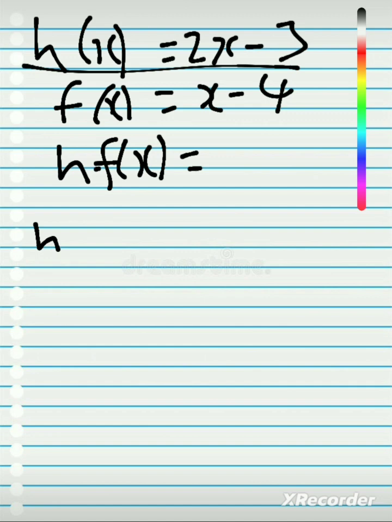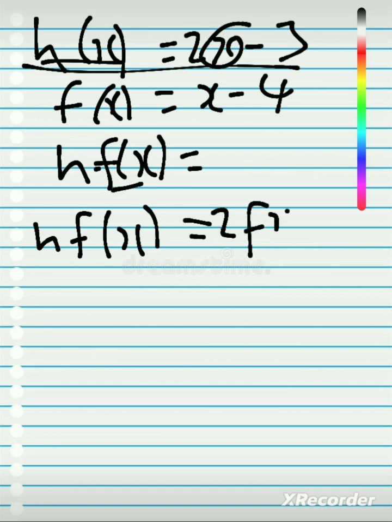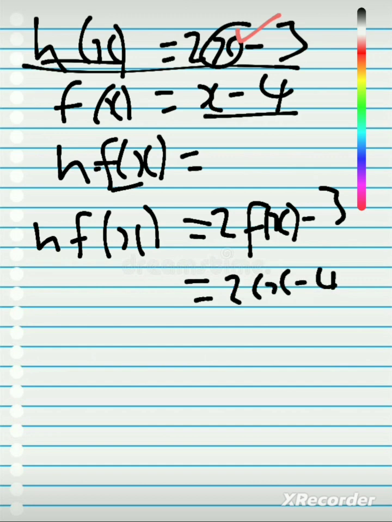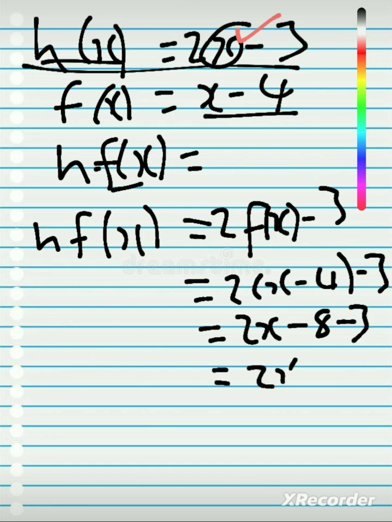Sorry, h(f(x)). So on h(x), where there's x, we put f(x). Okay, like this. So where there's x here, we've put f(x). So what is f(x)? f(x), we know it's x minus 4, so we can nicely put it in brackets like this. So it will be 2 times x, 2x, 2 times negative 4, negative 8, minus 3. So it's going to be 2x minus 11.